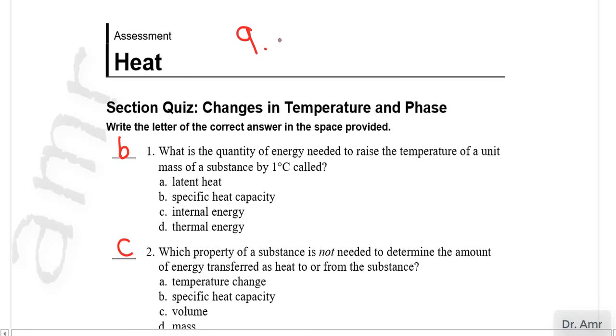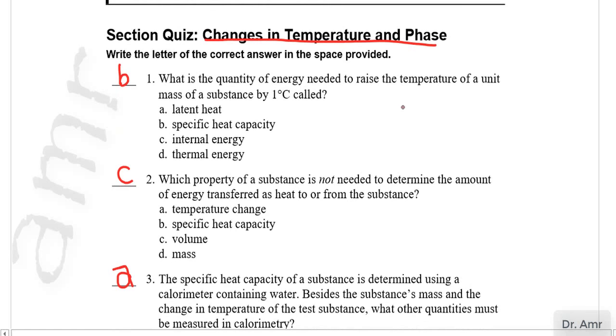محاضرتنا heat section 3 بعنوان changes in temperature and phase. بسم الله. نبدأ أول سؤال.